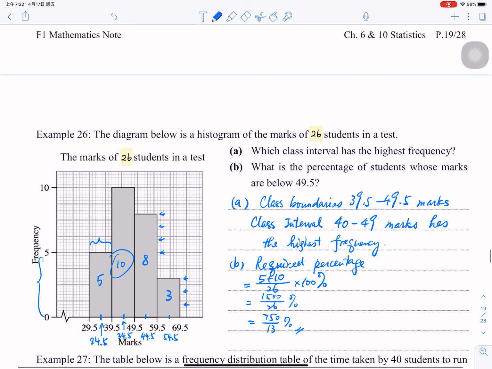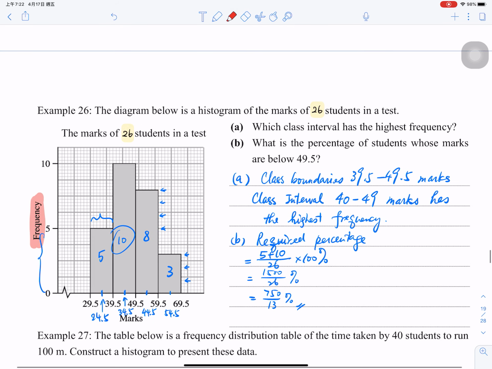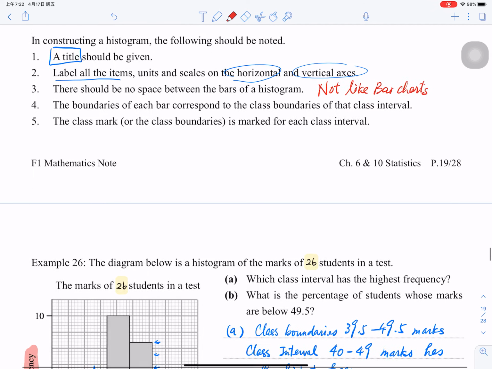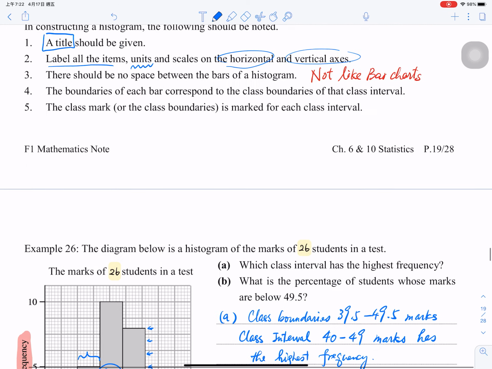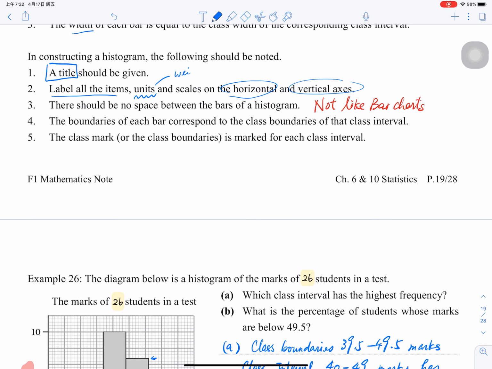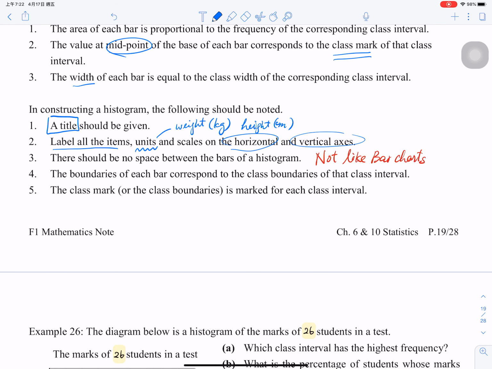Usually the vertical axis is frequency, and the horizontal axis is according to the question, okay? About the marks, the weights, the heights, write it down and also mark the scale. At the same time, remember to write down the units. If we have, for example, weights of students, then maybe kilograms; heights of people, maybe meters or centimeters.